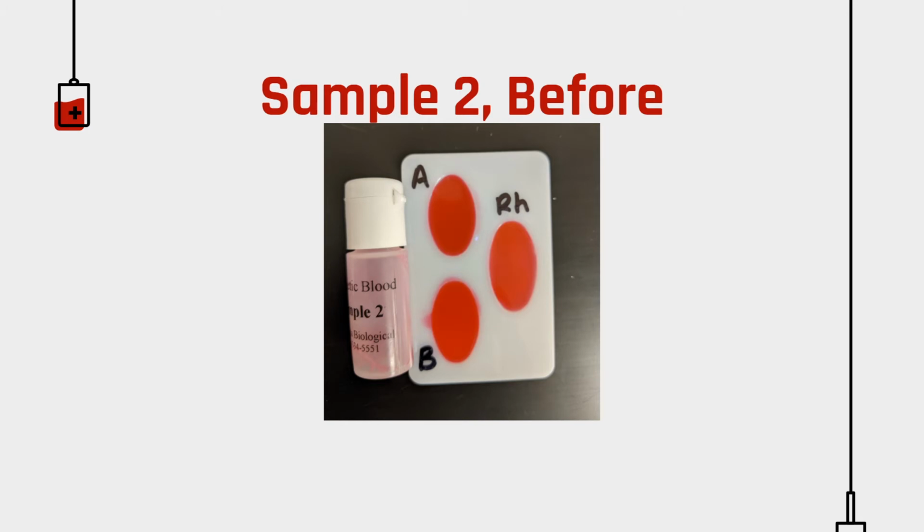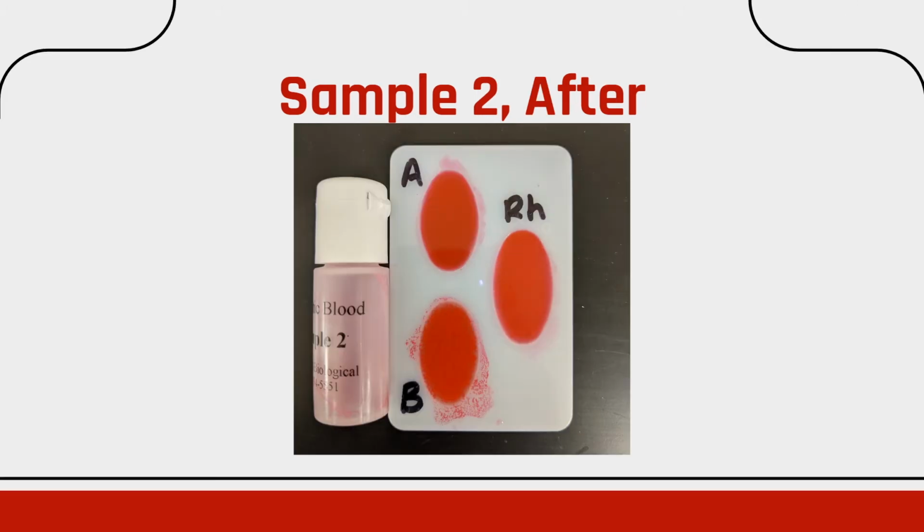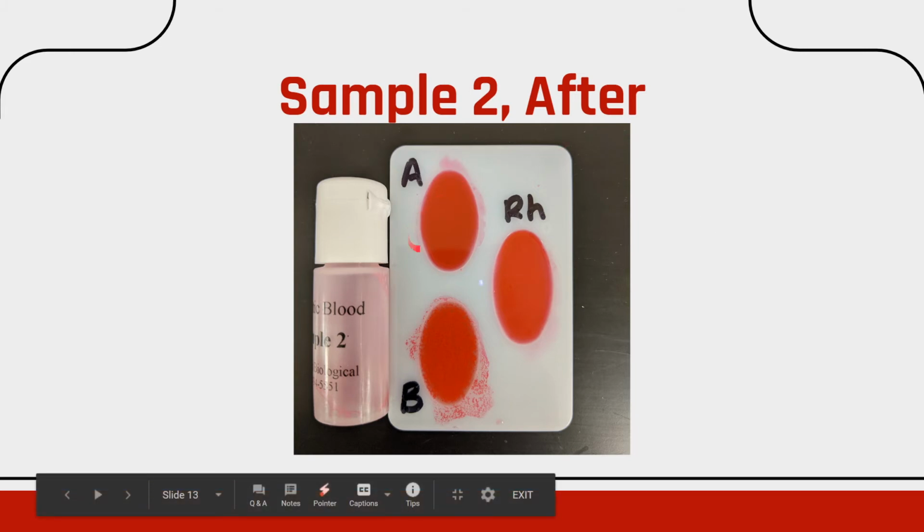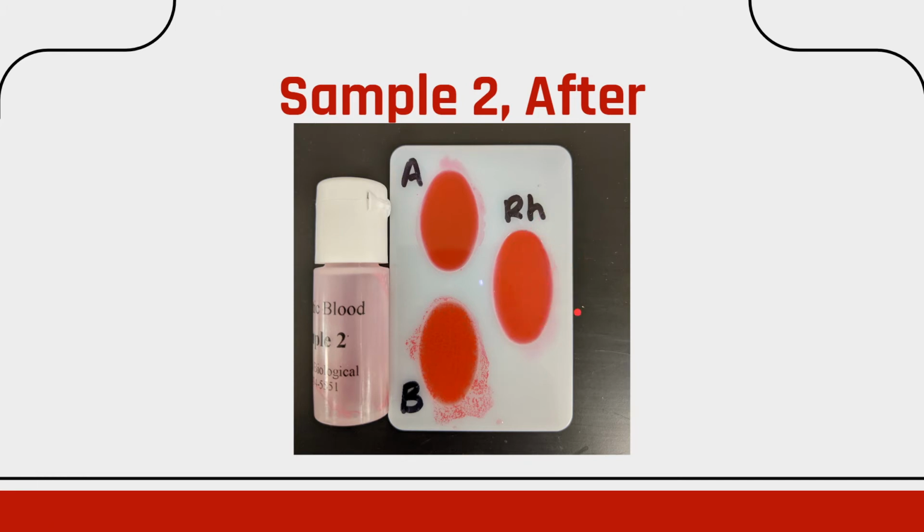Here's sample 2 before, and here's our results. And this would be no clumping. This one, I tried to spill it so you could see there is clumping here. It clumped with the anti-B antibody and no clumping with the anti-Rh antibody. Go ahead and analyze those results.